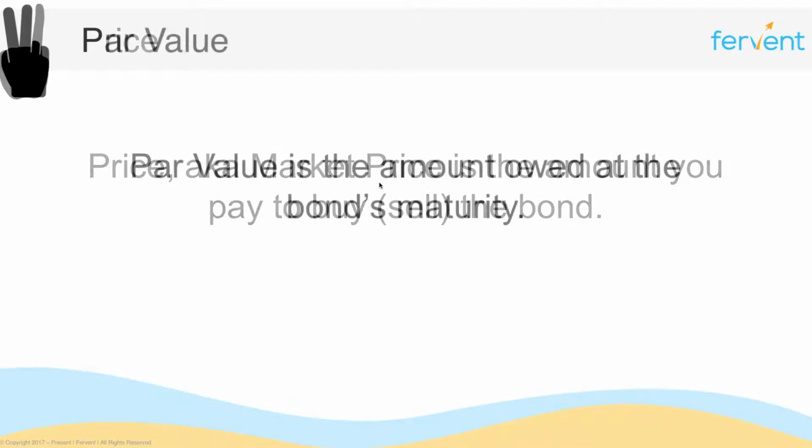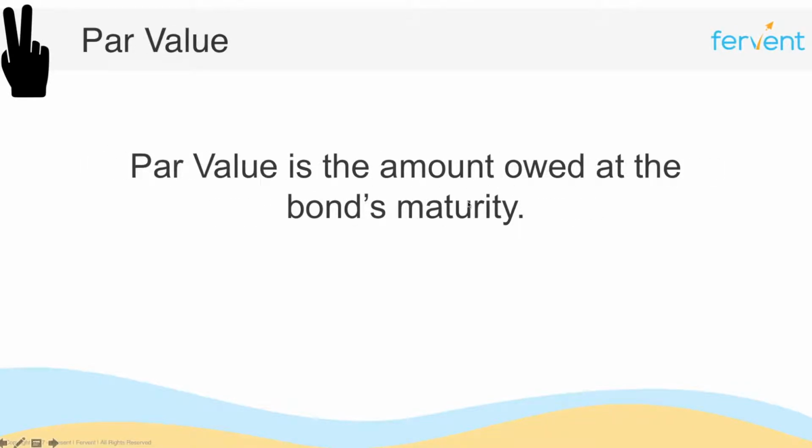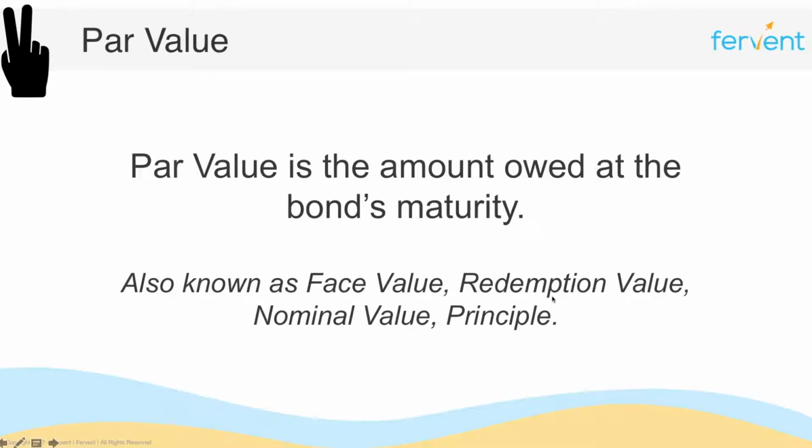Next up, we've got the par value, which is the amount owed at the bond's maturity. So this is the lump sum payment that we talked about previously. And we also call this the face value, or the redemption value, or the nominal value, or the principal. They're all different terms for exactly the same thing, which is the par or the par value.